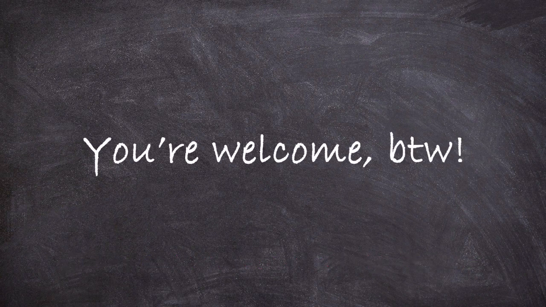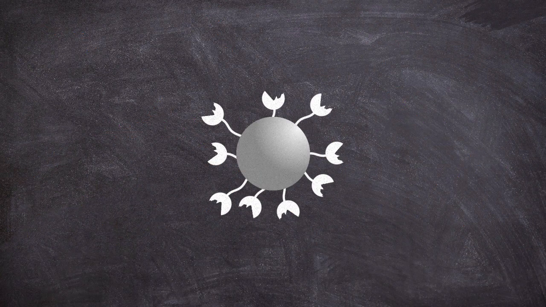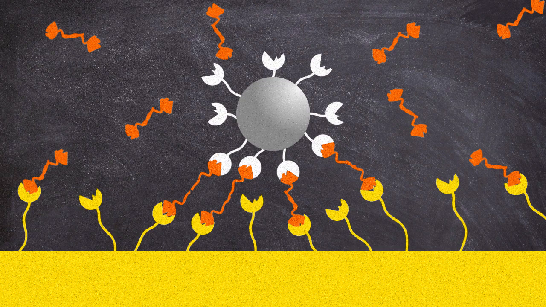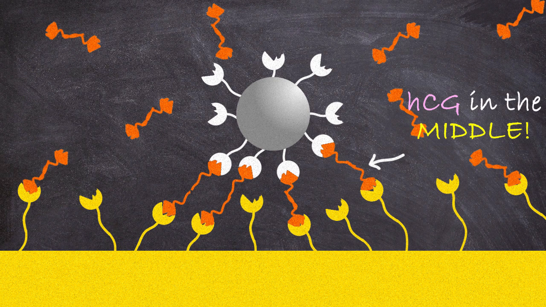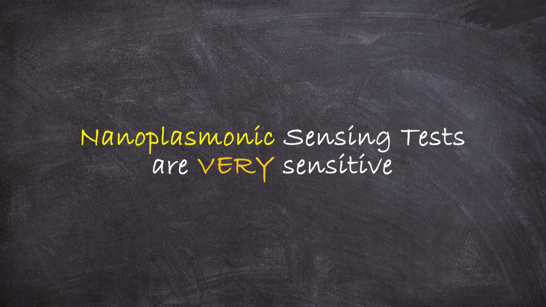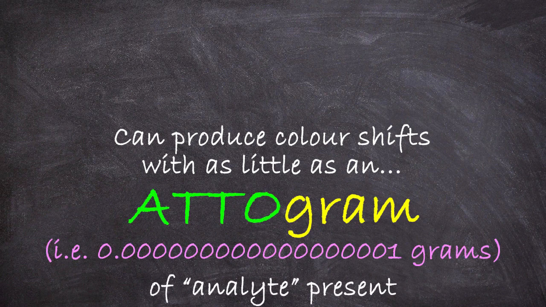But basically, you have some antibody affixed to a strip, which will bind to HCG, and then you also have gold nanoparticles that are also coated with a ligand that attaches to HCG. So if HCG is present, your nanoparticles get bound to the strip region with the HCG in the middle, and because their environment has changed, their resonant frequency shifts from green to red, and the color of the strip changes. Nanoplasmonic-based diagnostic tests like this have been shown to be able to produce visible color changes when even as little as an attogram, that's a 1,000,000 trillionth of a gram of the analyte, is present in a sample.